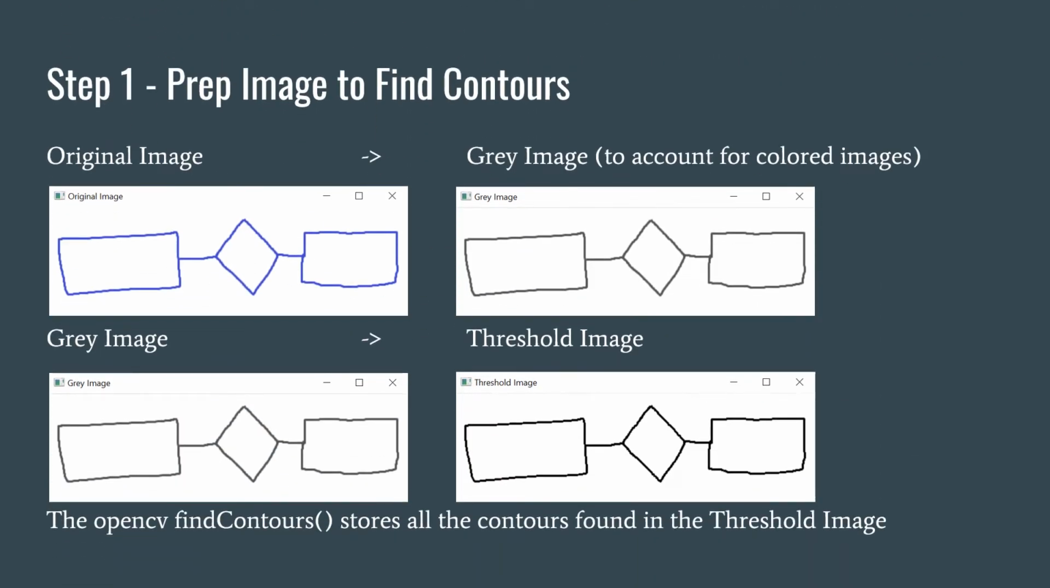The logic of our program can be boiled down to 3 steps. The first step is to prepare the image to find all the contours. The first image shown is the original input image. We convert this image to grayscale in order to account for colored images. Then we use a threshold function to create a binary representation of the image so that it is represented purely in black and white. From there, we can use OpenCV's find contours method, which stores all the contours found in the threshold image. We are now ready for the next step.